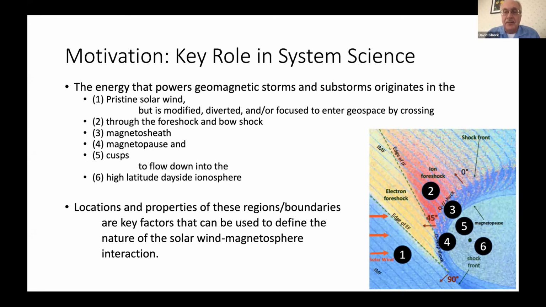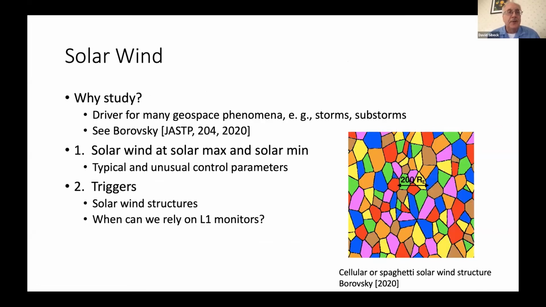So by studying what's going on in each of these regions, which I've numbered here and which we'll be talking about during this talk, I can learn a bit more about the nature of that interaction, either in situ or remotely. So I'd like to start where it all begins for the magnetosphere, at least for the majority of processes in the magnetosphere, and that's in the solar wind.